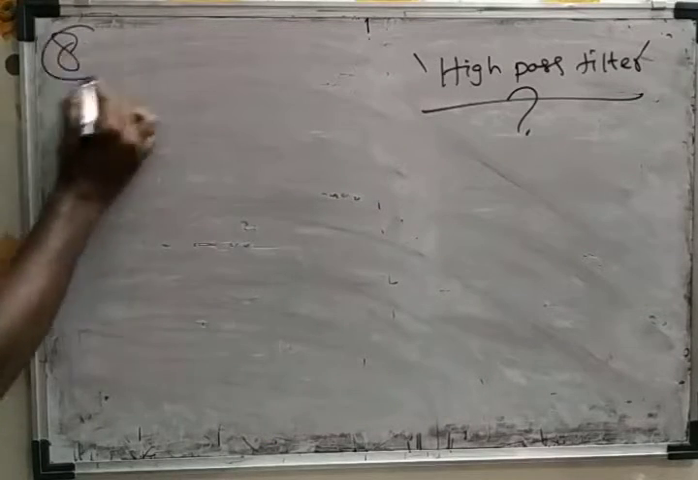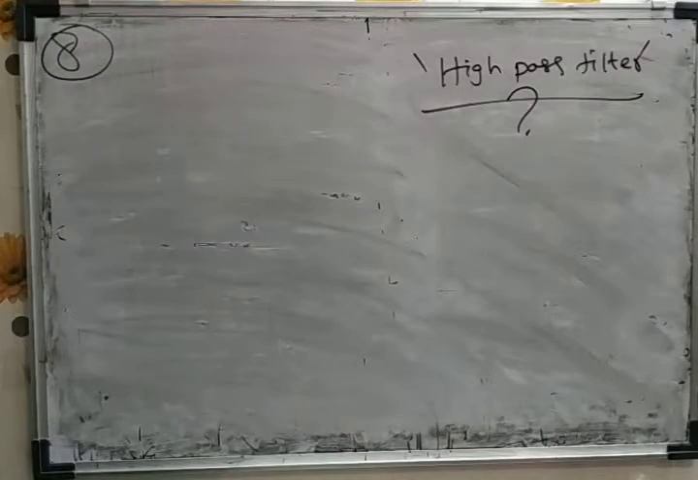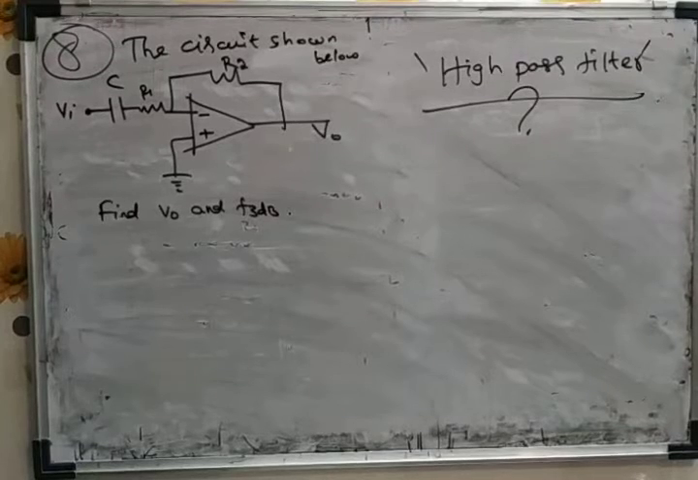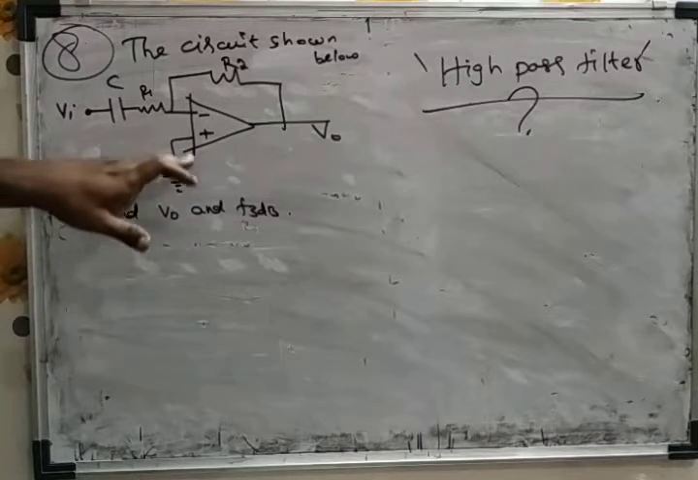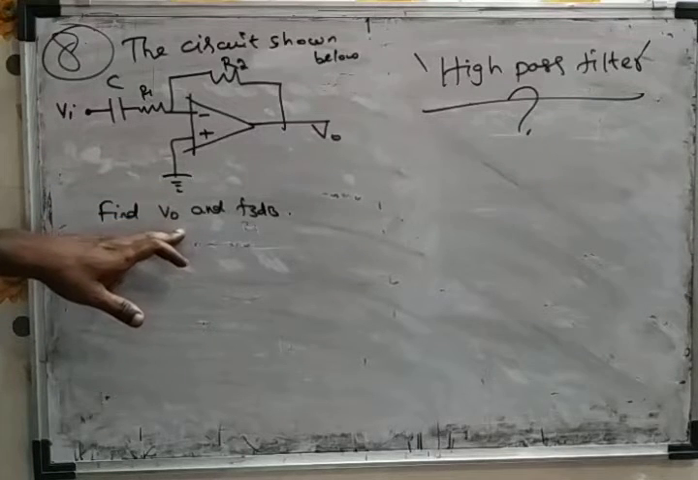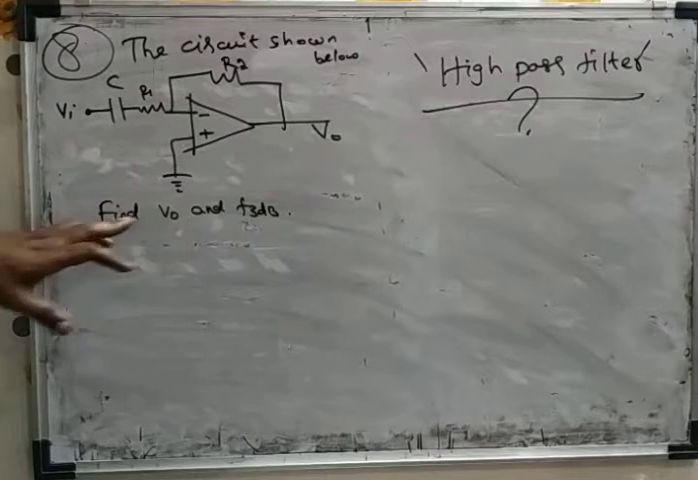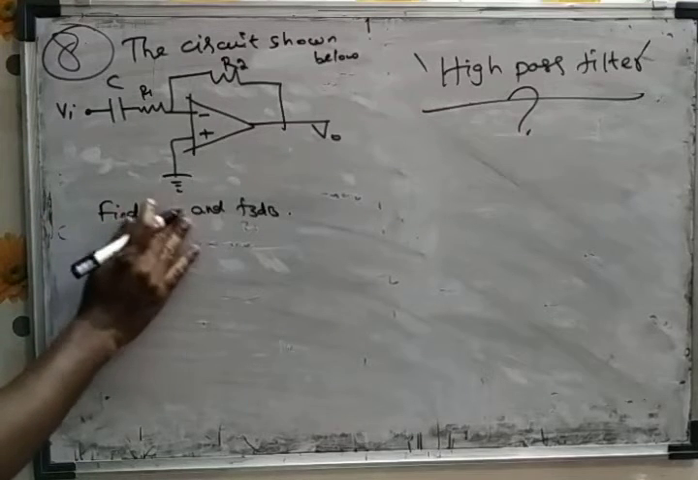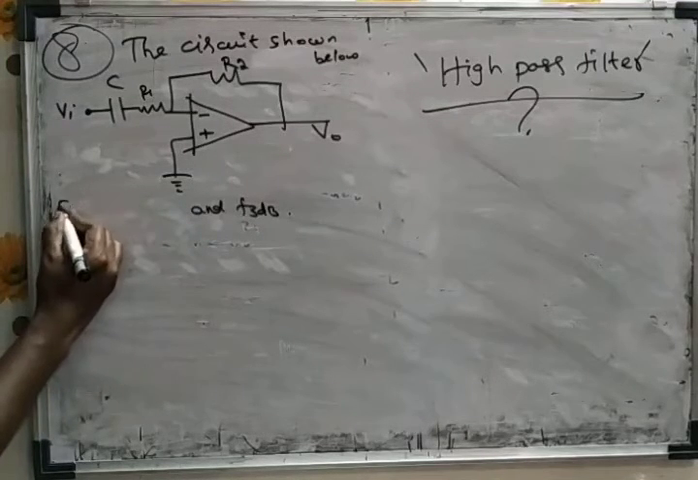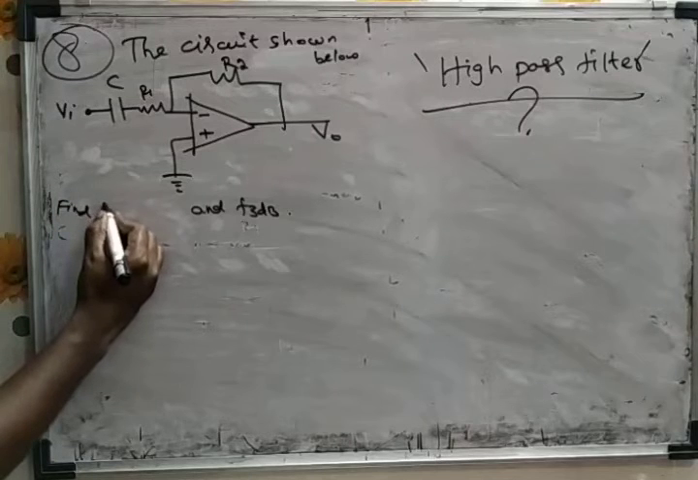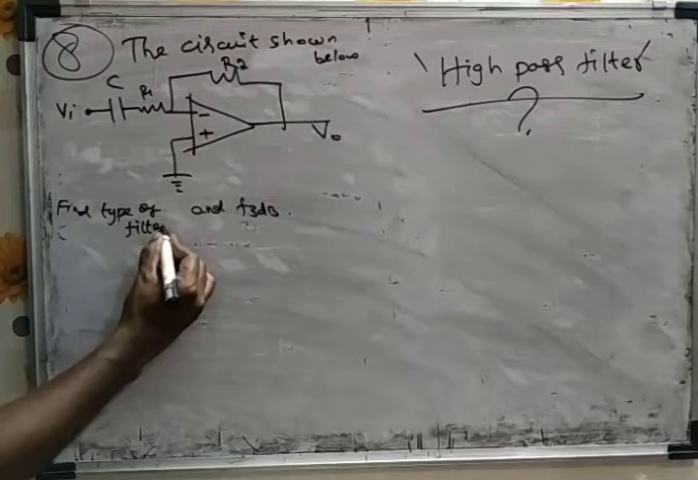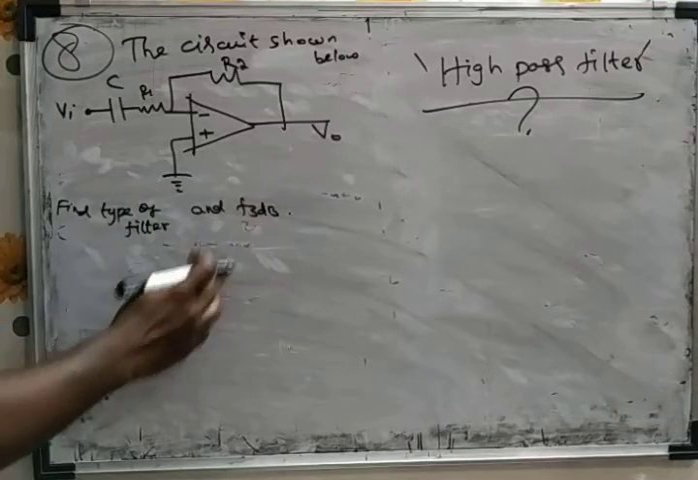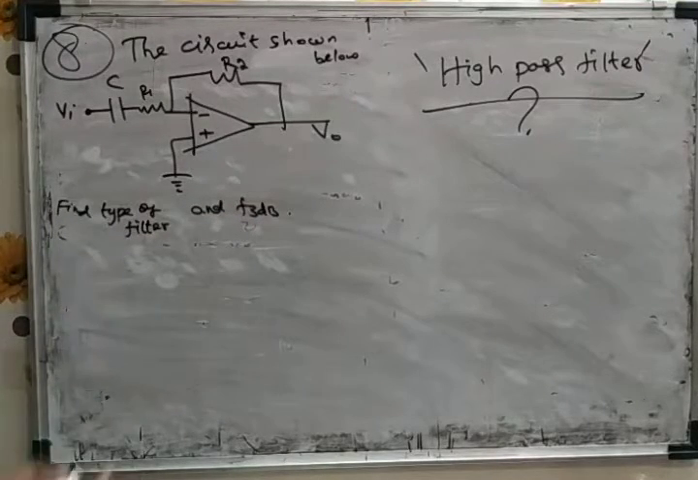So next question is, for this circuit you have to find V0, the type of filter and the corresponding 3 dB frequency, the 3 dB cutoff frequency.